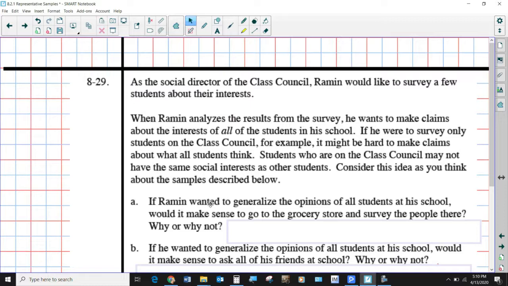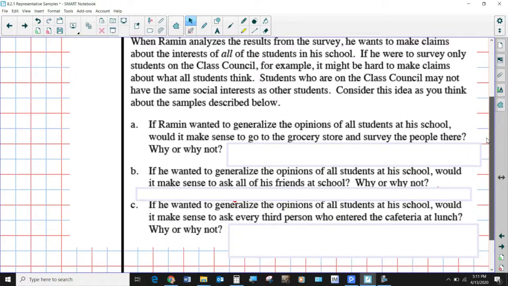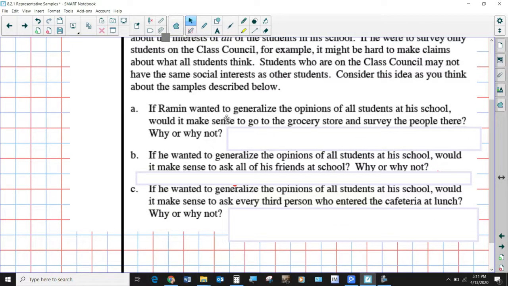So if Raymond wanted to generalize the opinions of all the students at his school, would it make sense to go to a grocery store and survey the people there? I'm going to go ahead and have you pause, read through these questions, and formulate your thoughts. And then when you're ready to move on, I'll uncover what my thoughts are. We'll talk about it a little bit, and then we'll move on. So go ahead and pause.